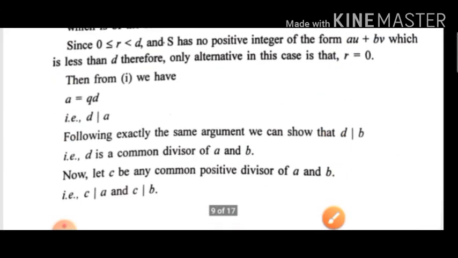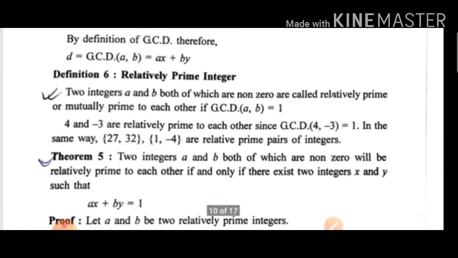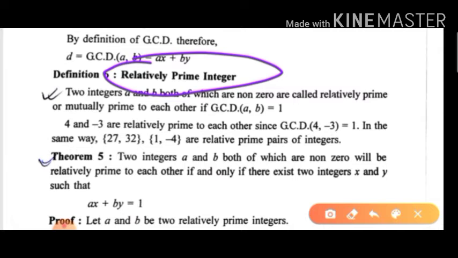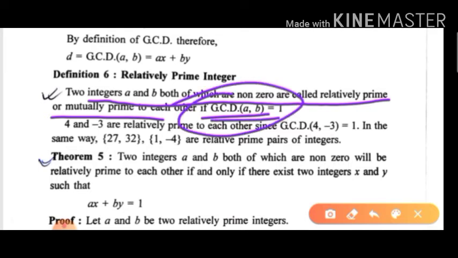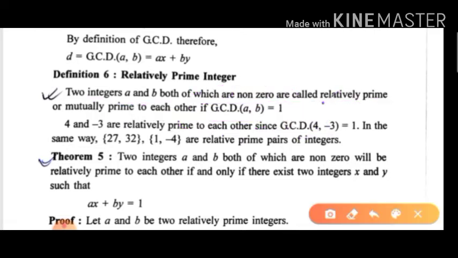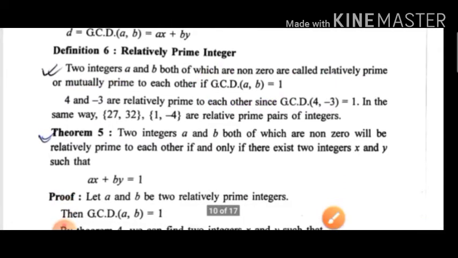Then we have the definition of relatively prime. So we know that two non-zero integers are said to be mutually prime to each other or relatively prime when their HCF is equal to 1. Here we say when their GCD is equal to 1. So they are said to be relatively prime or mutually prime if their GCD is equal to 1. So for a and b, GCD of a and b equal to 1.